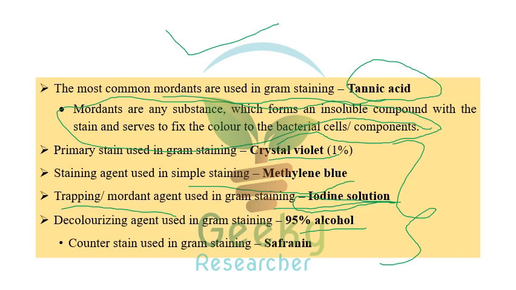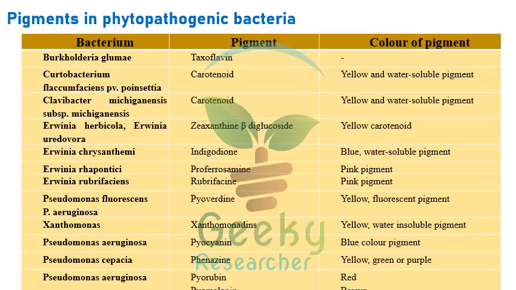When it comes to the simple staining agent, methylene blue, and especially safranin, I have seen this question four or five times. What is the counterstain used in gram staining? The question should be something like that. The best example is safranin. Safranin is the best example that can be used in counterstaining in the gram staining technique.